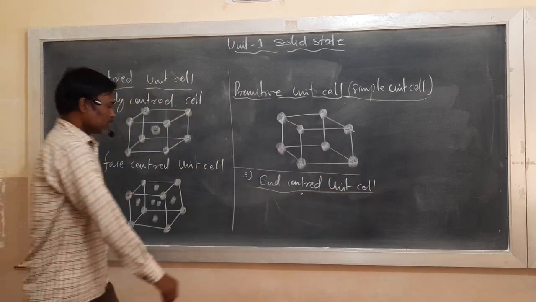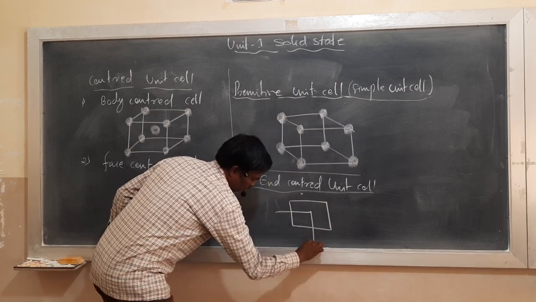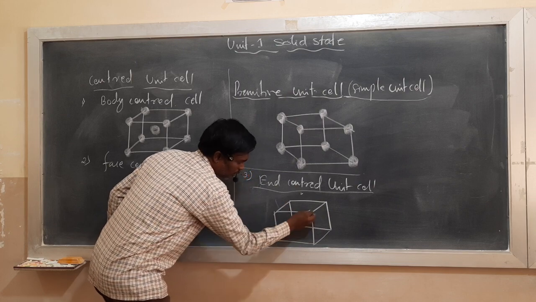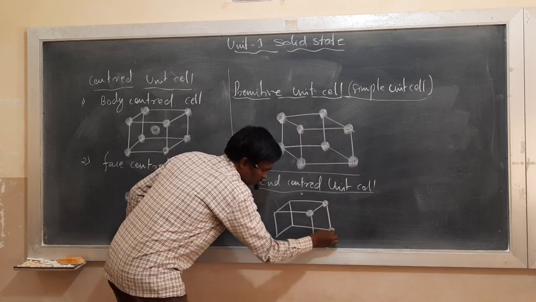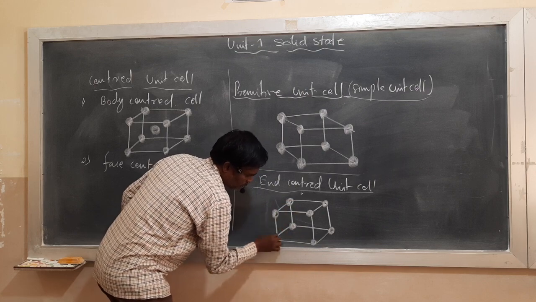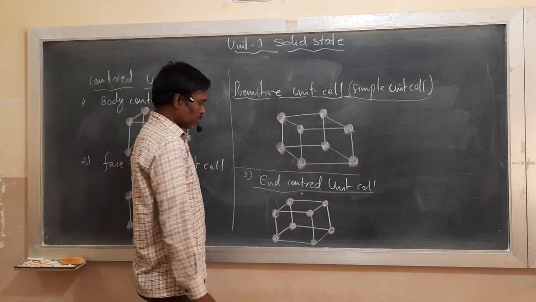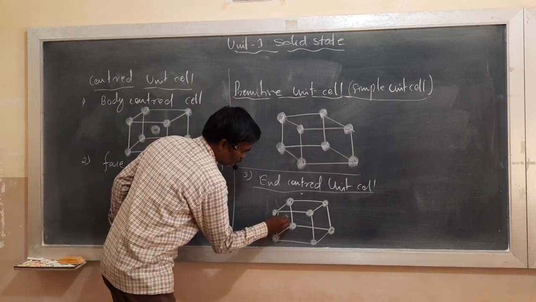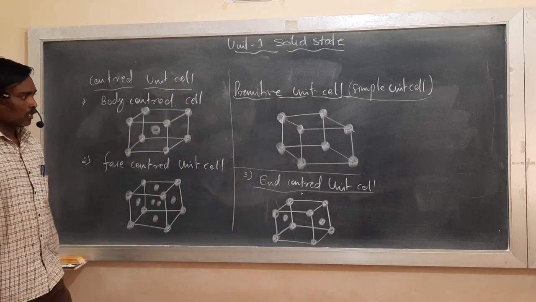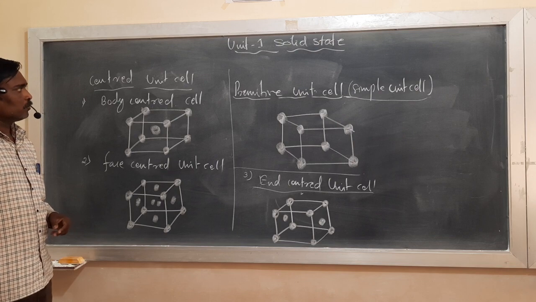In end-centered unit cell, there are 8 corner particles, and a pair of particles is present at the opposite 2 faces. Okay, so that is the arrangement of the constituent particles in different types of unit cells.